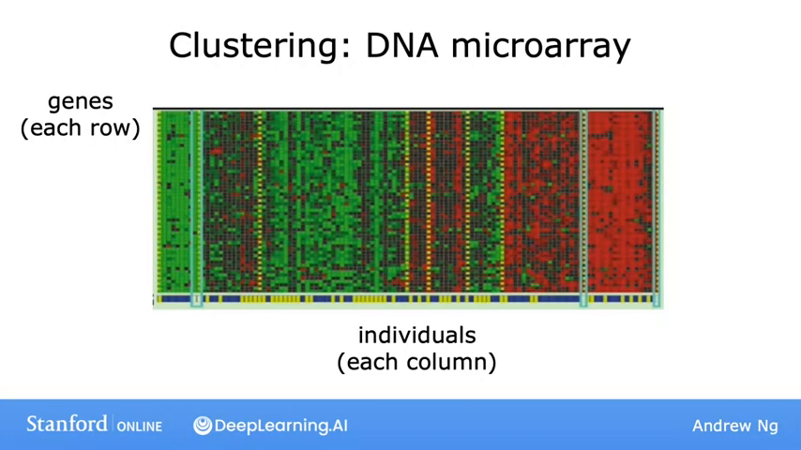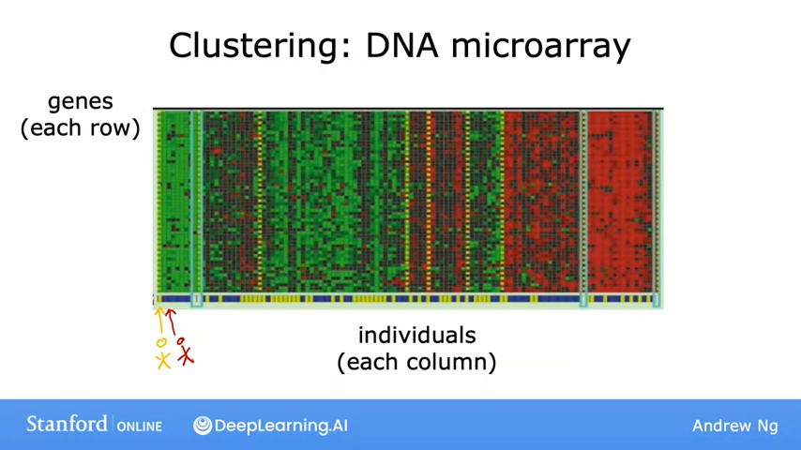This image shows a picture of DNA microarray data. These look like tiny grids of a spreadsheet, and each tiny column represents the genetic or DNA activity of one person. So, for example, this entire column here is from one person's DNA, and this other column is of another person. Each row represents a particular gene.